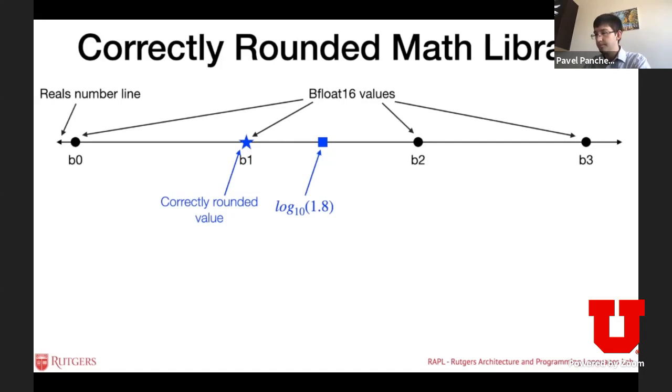So if the log10 function in our bfloat16 math library produces b1 for log10 of 1.8, we say that it produces the correctly rounded value, and if it produces the correctly rounded values for all inputs, then we say that the math library is a correctly rounded math library.